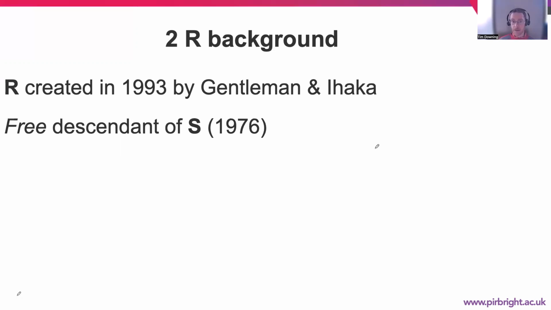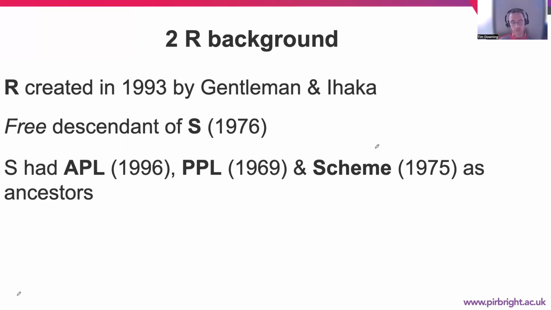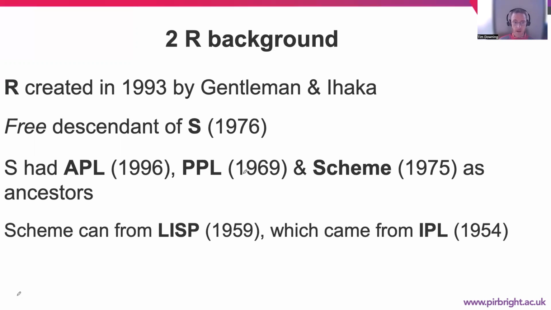If we look back at S, which is not free, it originated between APL, PPL, and Scheme, which were the different ancestors of S. And then in turn, Scheme was actually developed from Lisp, one of the very earliest languages, and that in turn came from IPL, which was developed even earlier in the 1950s. So you can see that languages evolve, and R is definitely one that will be around for some time to come.